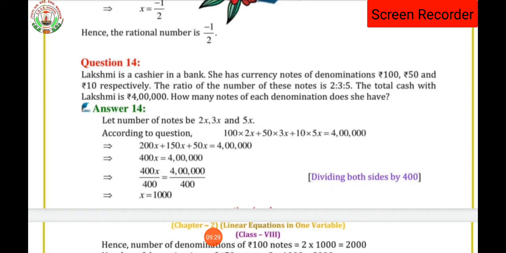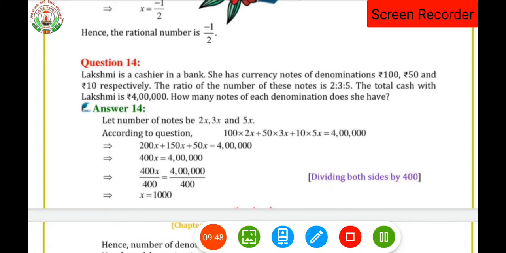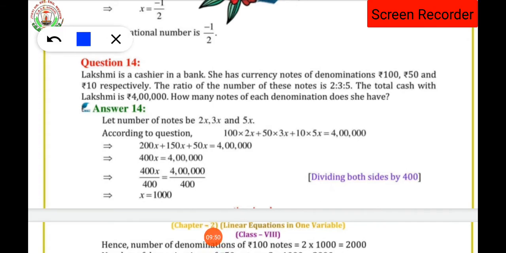So as we know, let the notes be x we are going to consider. So the number of notes in the ratio 2:3:5 will change into 2x, 3x and 5x. Okay. Then according to the question, the notes will be multiplied with their ratios, isn't it? So here 100 into 2x will become 200x, isn't it?